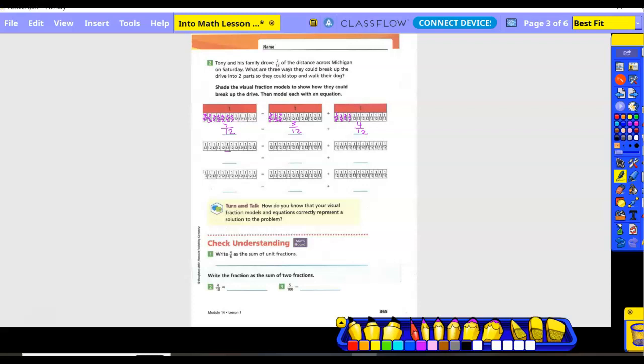Okay. Once again, our total is 7/12. So we still start with 7/12. How could I break 7/12 apart? What else can I do? 6 and 1. I can do 6 and 1. So I could do 6/12, and I could do 1/12. Okay. And 7/12 again.